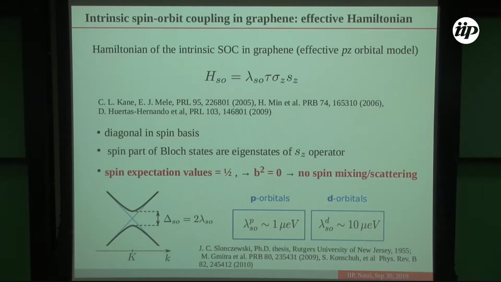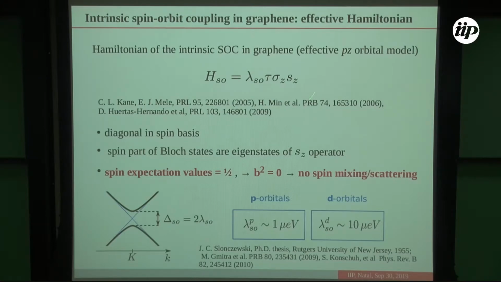And this is the reason why in all these effective models that we have already seen today, people were using an intrinsic spin orbit Hamiltonian of this form, diagonal in spin. So we see that there is only a z operator. This is the sublattice operator, which has already been discussed, so I will not discuss it in detail. But what is important here is that it's diagonal in spin basis. So the only effect on the band structure is the opening of the spin orbital gap, but spin expectation values are always 1/2, which means that there is no spin scattering. So there is no spin mixing, and Bloch states are always eigenstates of the spin operator.